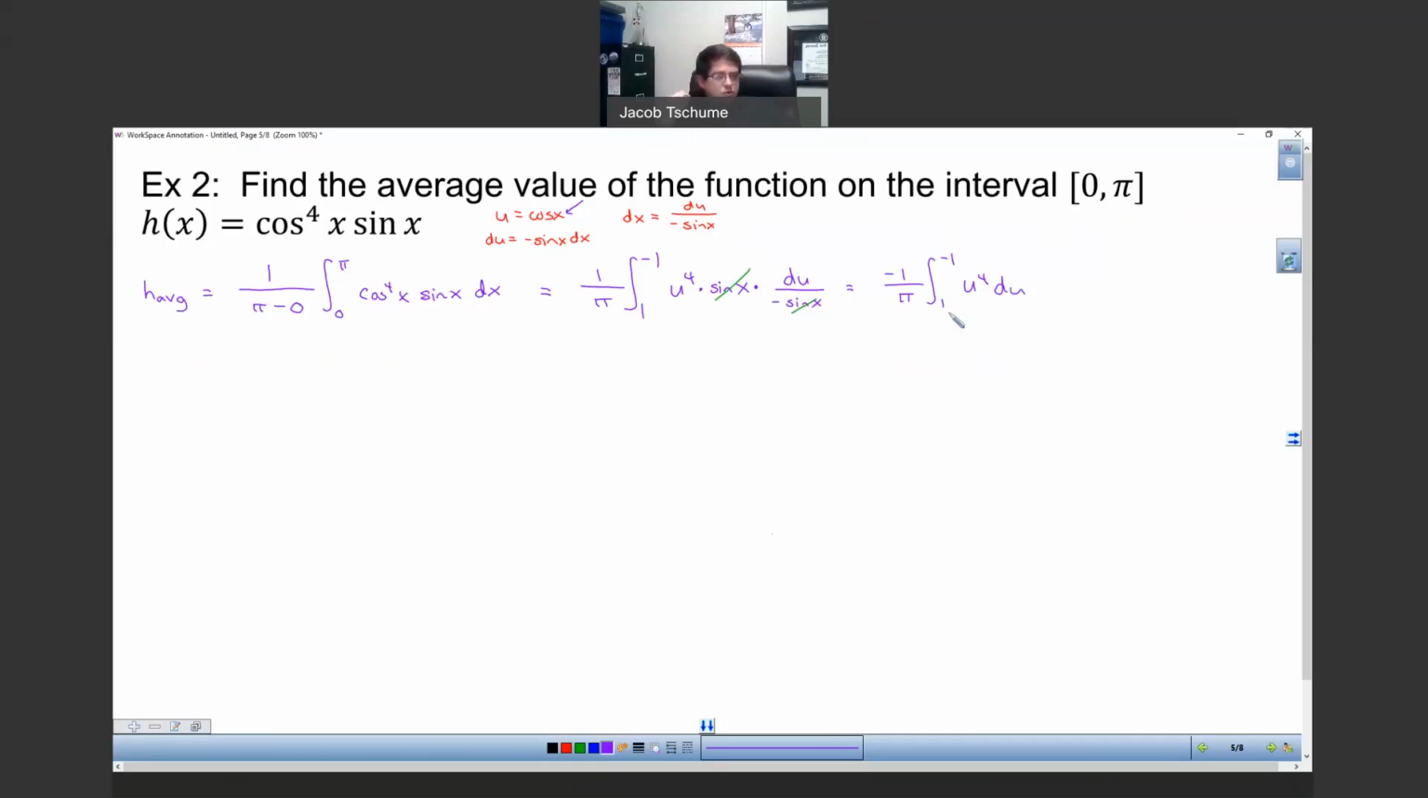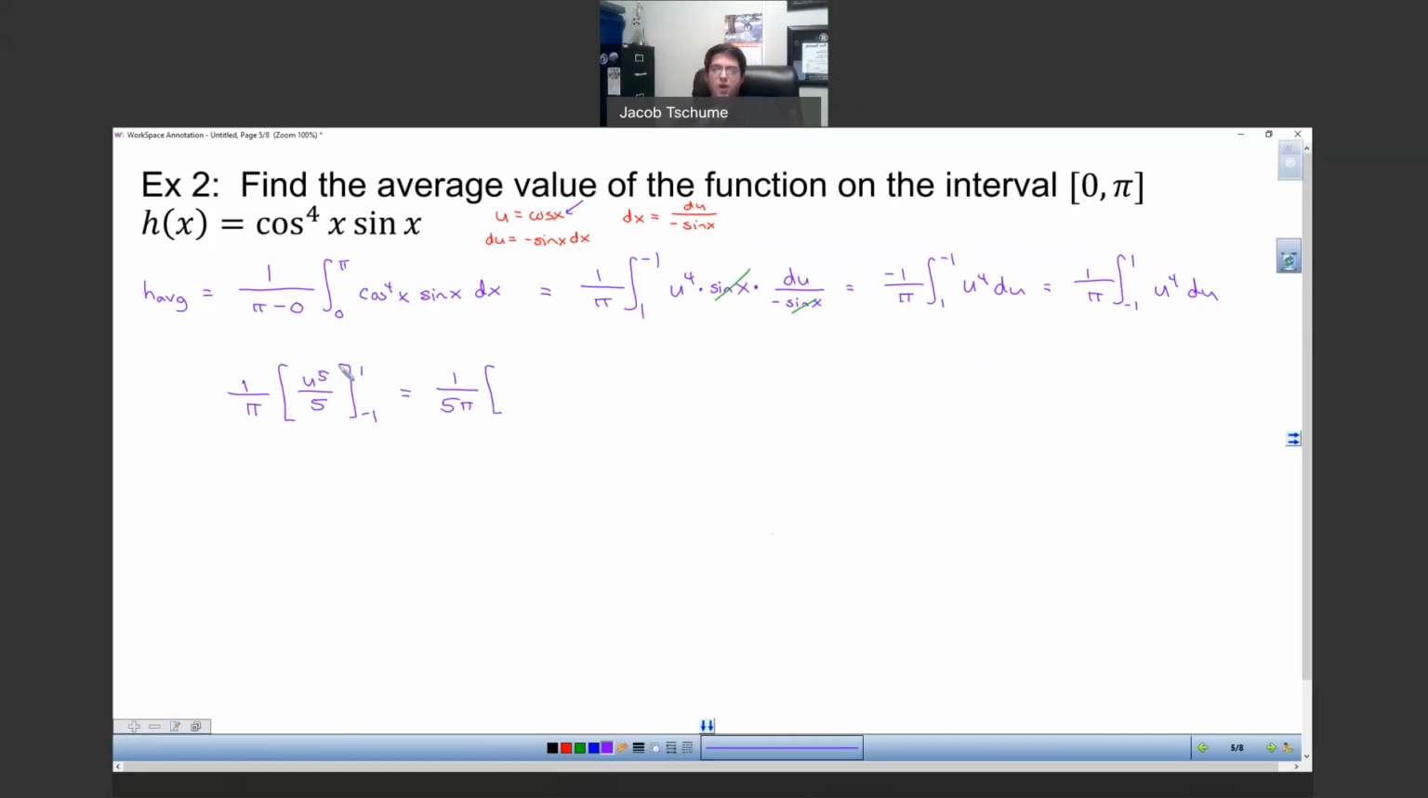Now, since my parameters are backwards, we can flip our a and b parameters here if I put an extra negative out front. So I can write this as 1 over pi times the integral from -1 to 1 of u to the 4th du. And now it's set up for a pretty easy integration. This would be 1 over pi times, add 1 to the power, divide by the power. So u to the 5th over 5 from -1 to 1. I'm actually going to factor that 5 out front because I don't really need it in there. So make that 1 over 5 pi.